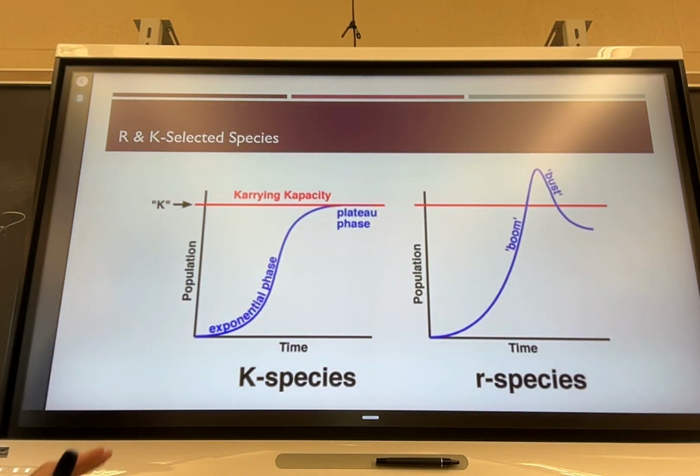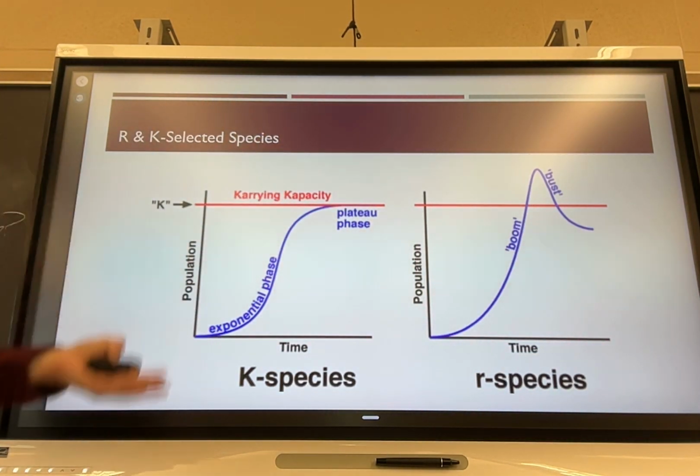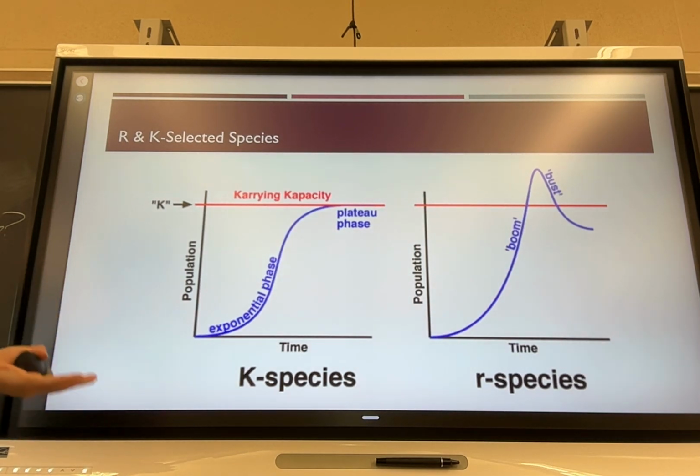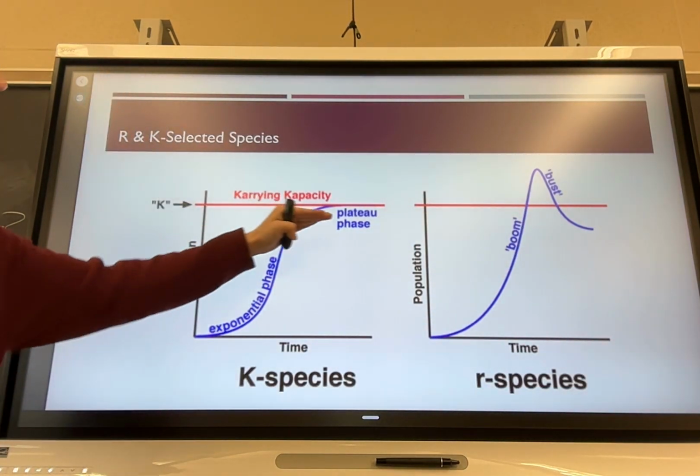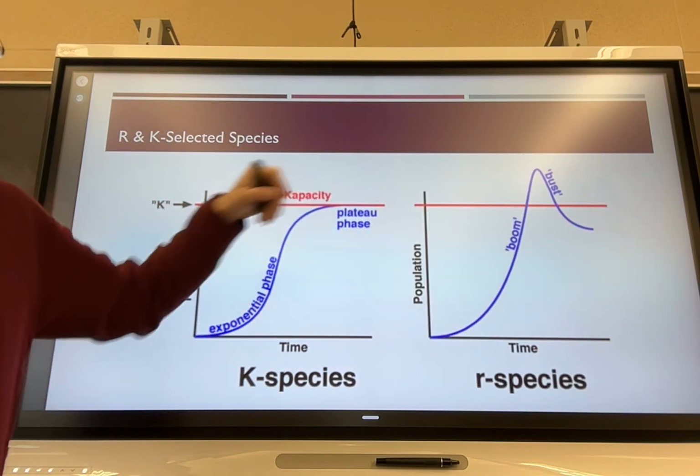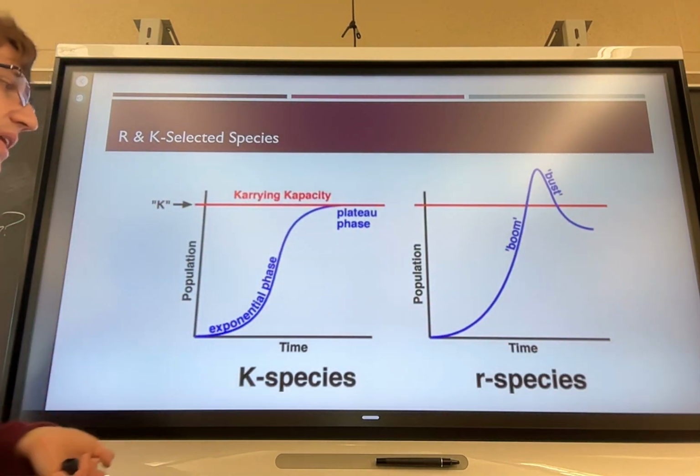So K-selected species, they may produce less offspring. That's also due to them being so slow to grow, but they are going to kind of grow up and remain constant so long as nothing happens to them.